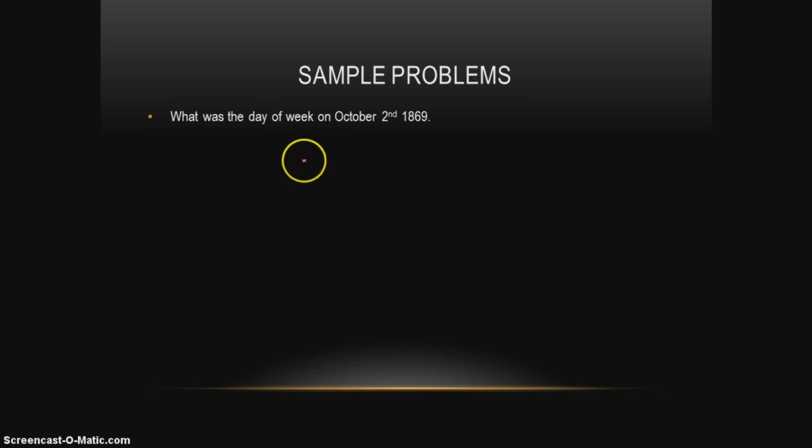So yes, now we are armed with all the knowledge to be able to solve our sample problem, which was this. What was the day of the week on October 2nd, 1869? Let's check. So since 400 years, we have 0 extra days.